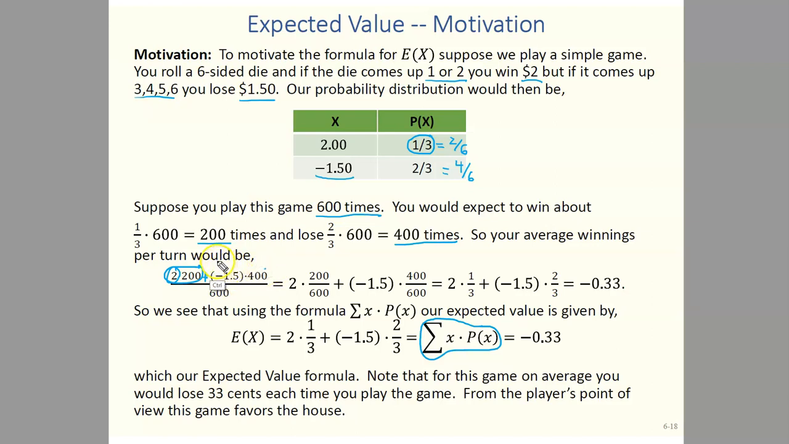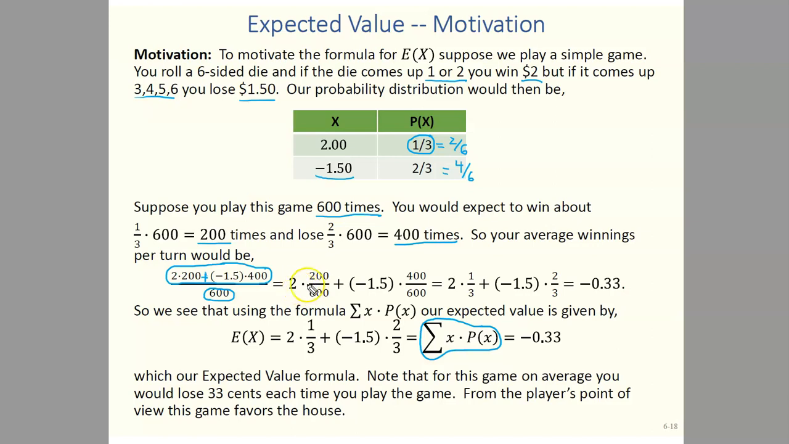So this quantity up here in the numerator of this fraction, this quantity right here, represents our total winnings or losings for the 600 times that we played the game. Now when we divide that by 600, that's going to give us our average outcome per turn. Now notice, if we split this fraction apart, we're just going to split it right at that plus right here.